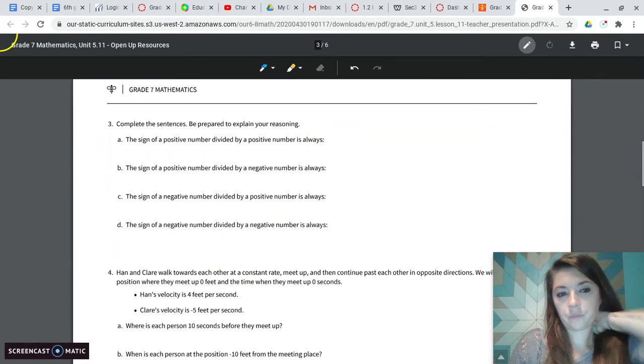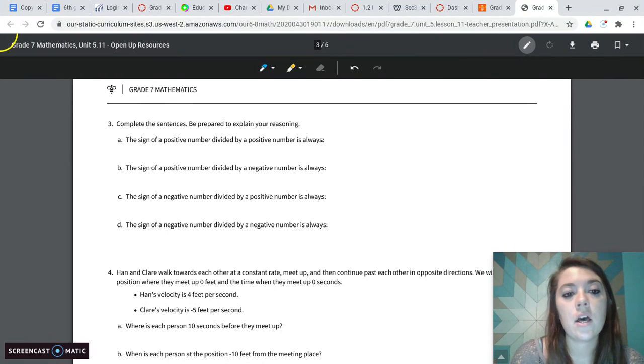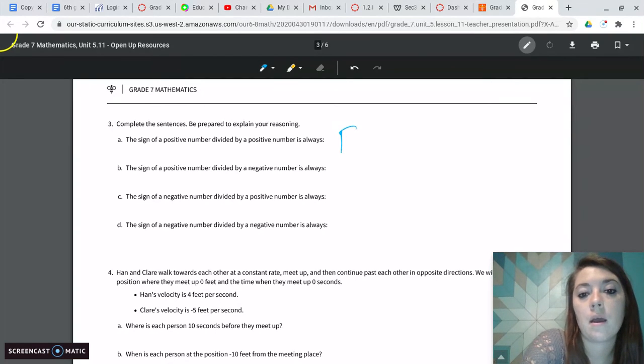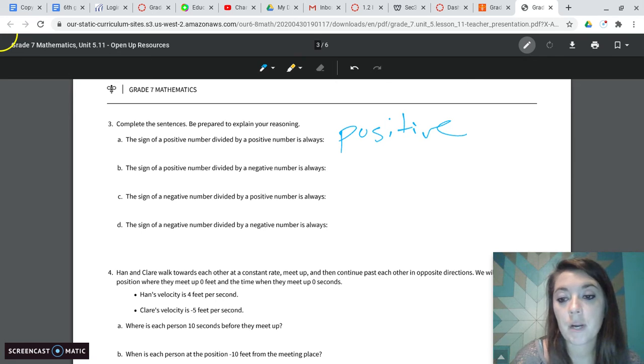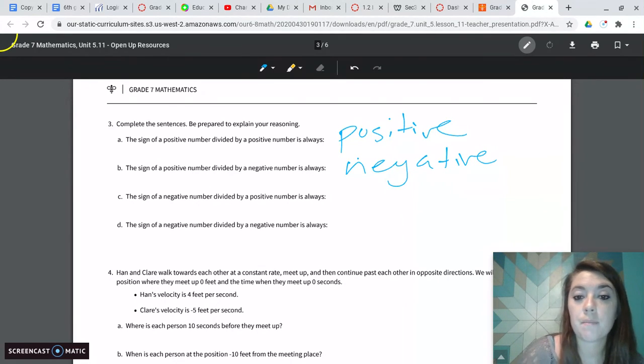All right, so for number 3, complete the sentences. The sign of a positive number divided by a positive number is always positive. Positive divided by positive is going to be positive. The sign of a positive number divided by a negative number is always negative. The sign of a negative number divided by a positive number, also negative.